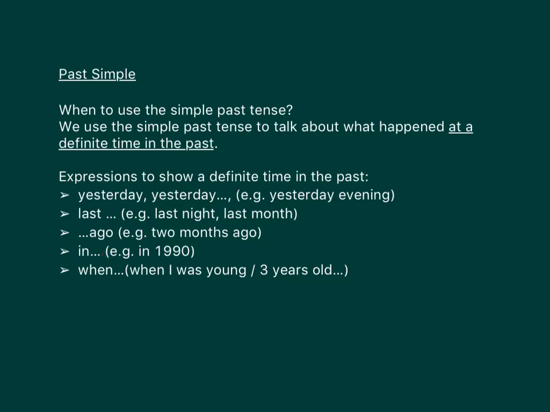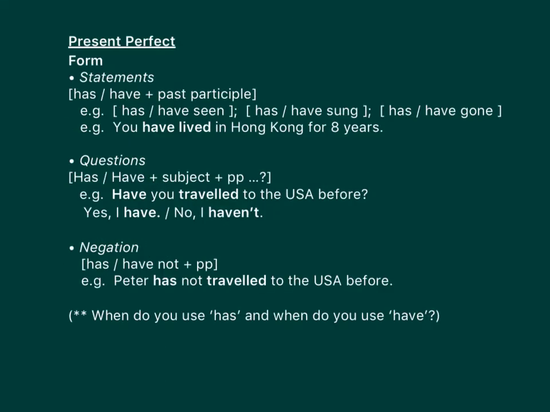In something, for example, in the year 1990. When, for example, when I was young, or when I was 3 years old. The present perfect tense. There are 3 forms of the present perfect tense.